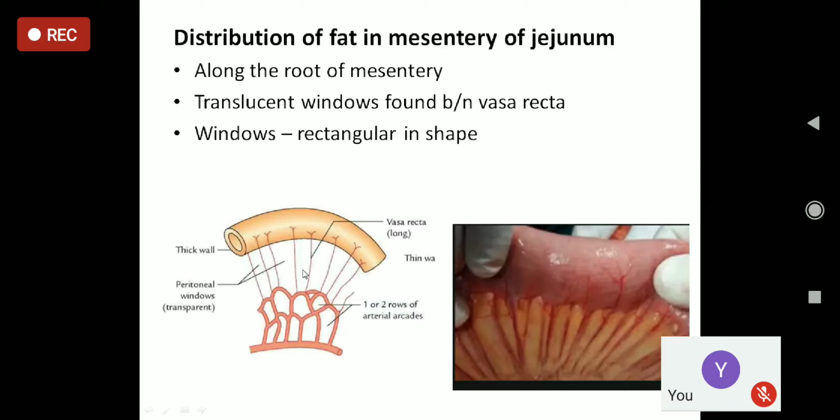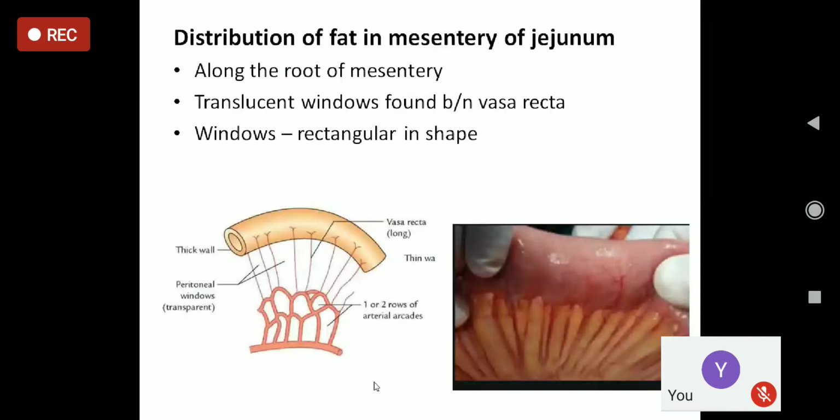Now within the vasa recta, what do you find? You find the translucent windows. Okay, so they are known as the translucent windows. Why you can see the windows as translucent or transparent in case of jejunum: because the fat is distributed more towards the root. It is not distributed in the jejunum here, but it is distributed more towards the root of the mesentery. That's why you find translucent windows between the vasa recta in case of jejunum.